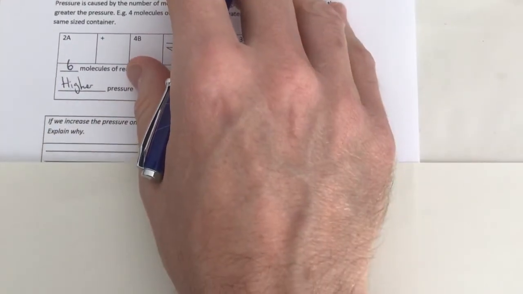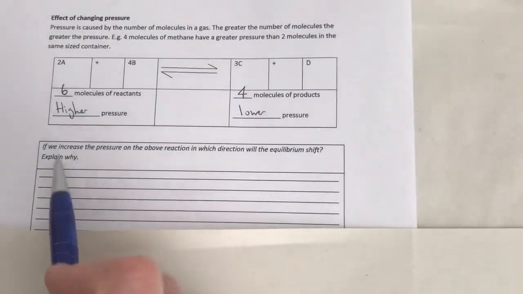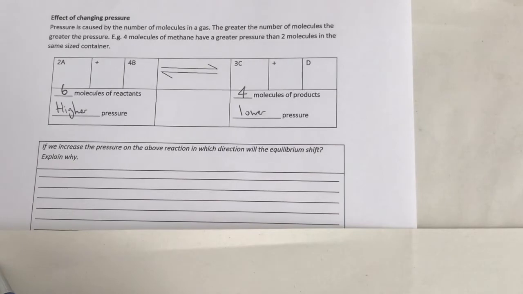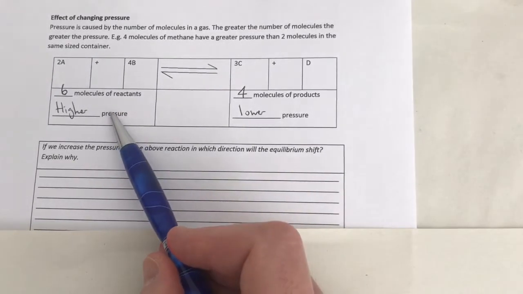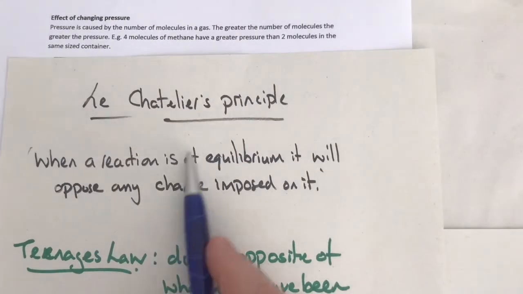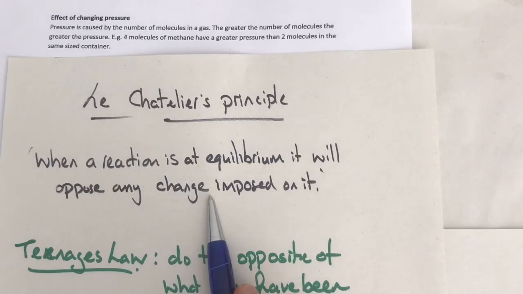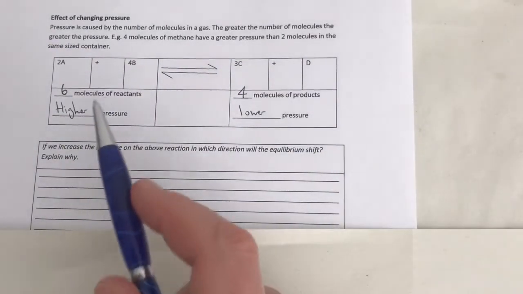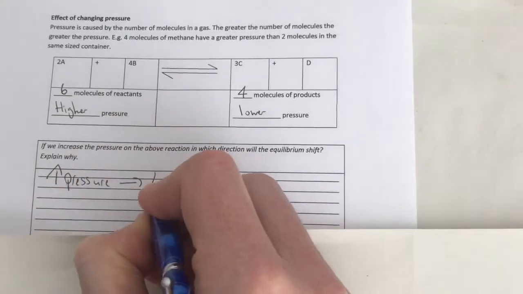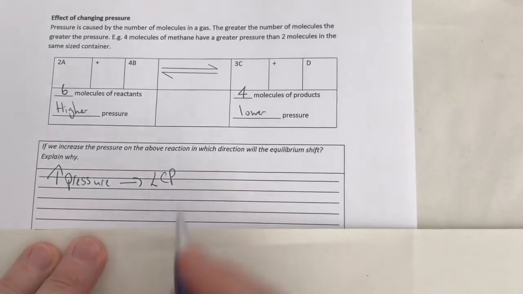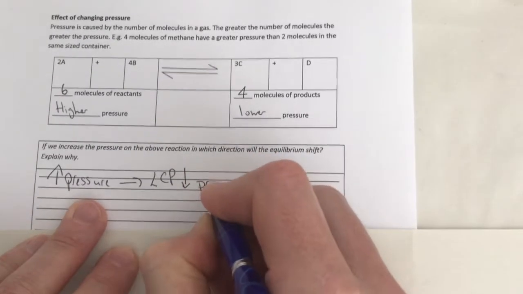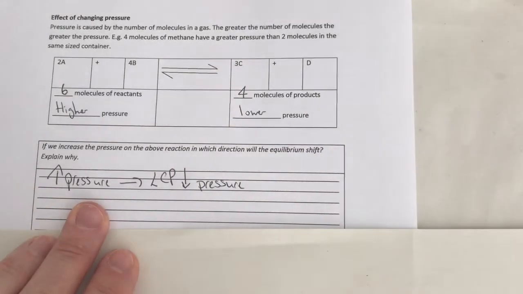So this activity says that in this reaction we are going to increase the pressure, and it wants to understand which way this equilibrium will shift. We're forcing a change on a reaction, and if you remember Le Chatelier's principle, it says that when we've got a reaction at equilibrium, it will go against any change that we impose on it. So if we are going to try and increase the pressure, then according to Le Chatelier's principle, the reaction is going to try and lower the pressure. It's going to do the opposite to what we are trying to do.